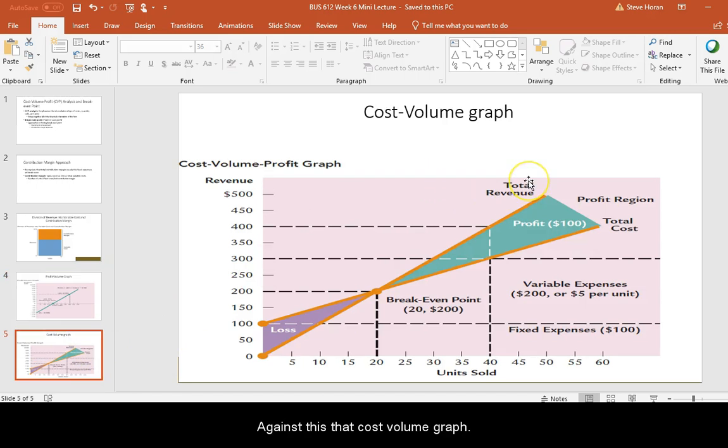And again, this is that cost volume graph. In this example, at 20 units, we are breaking even. Anything below 20 is a loss. Anything above 20 is a gain. And the more I sell, the greater the profit. Okay, that's simply cost, volume, profit. The visual, I think, helps understand it a little bit better.